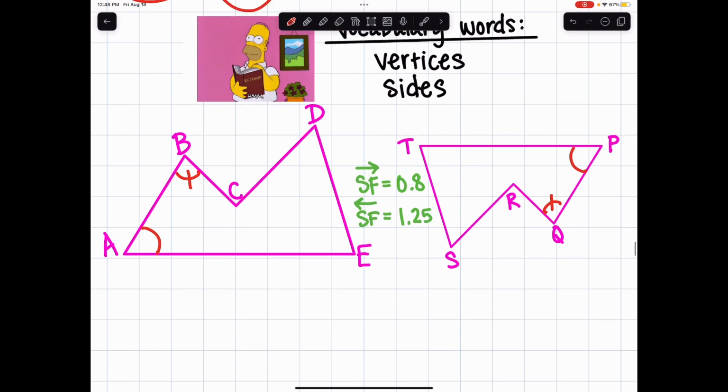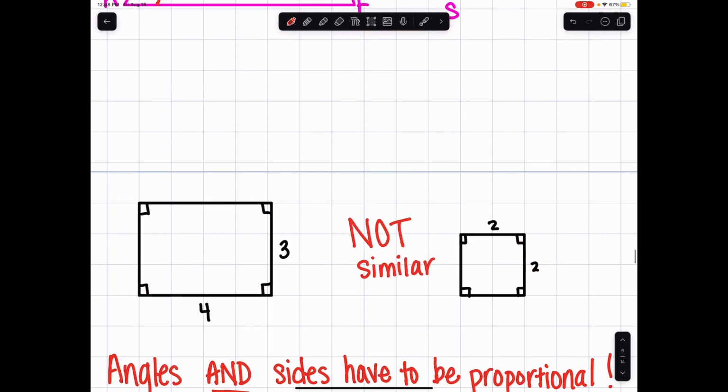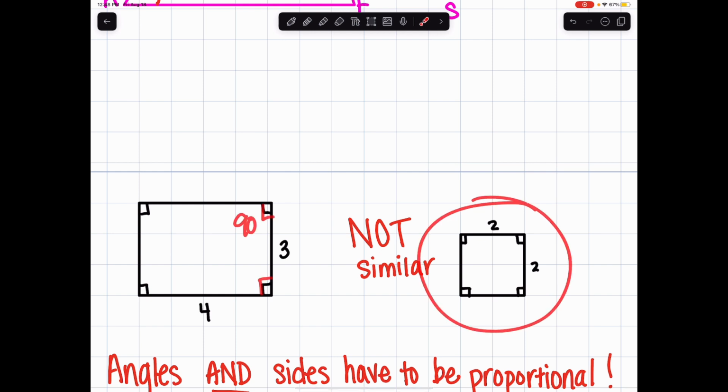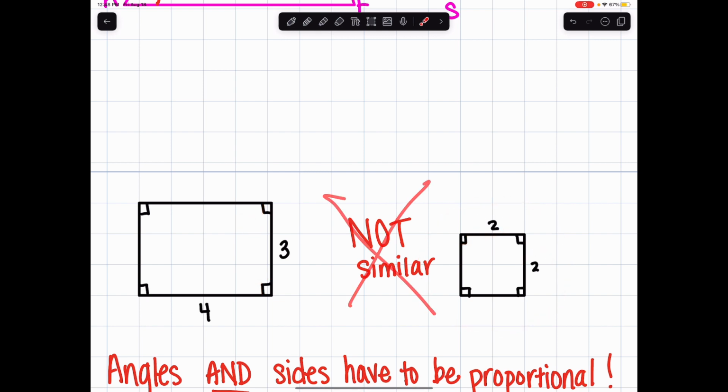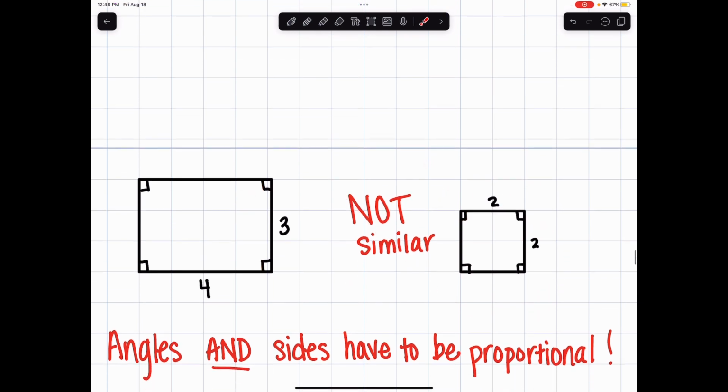Now, is it possible to have angles that are the same, but the lengths are not the same? It is possible. Look at this. Look at these rectangles right here. This rectangle on the left has lengths of sides that are 3 and 4, but all of the angles are the same. They're all 90 degrees. But you could have a square over here where all the angles are still 90 degrees, but the lengths are 2. So these are not similar because the angles have to be proportional, but also the sides have to be proportional.